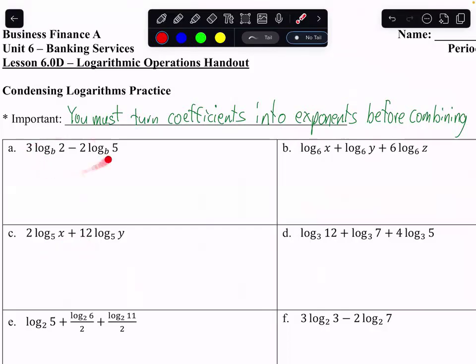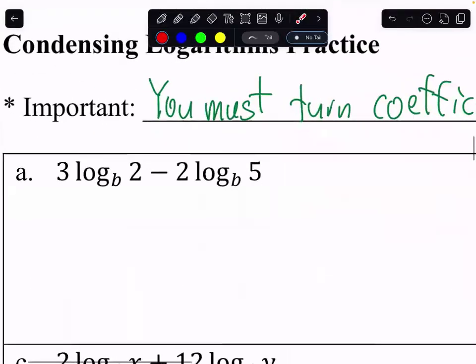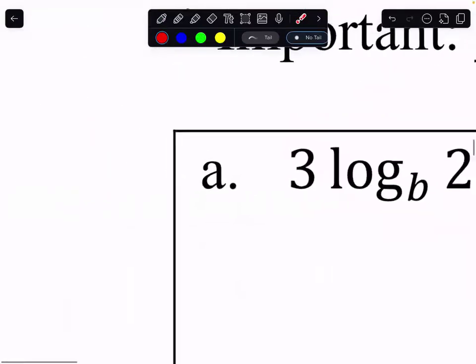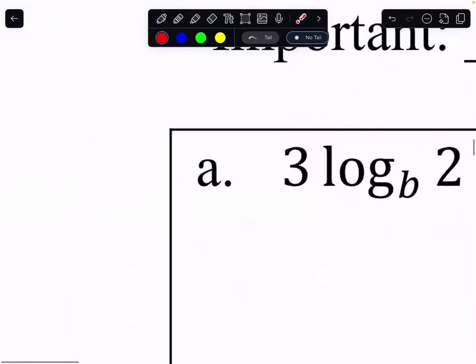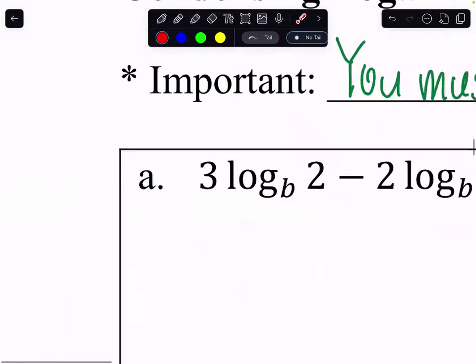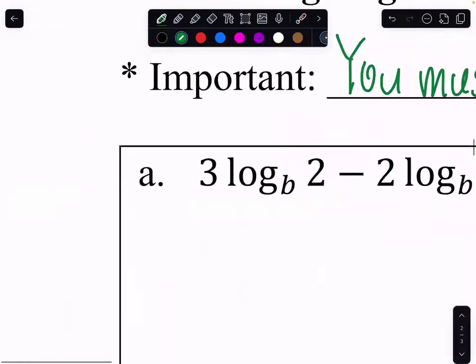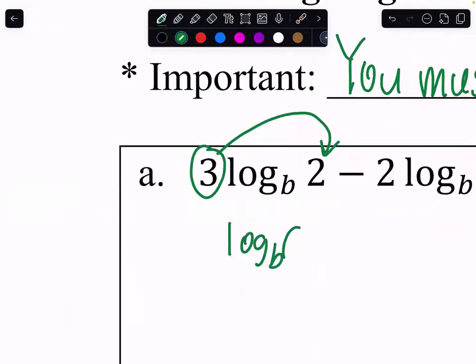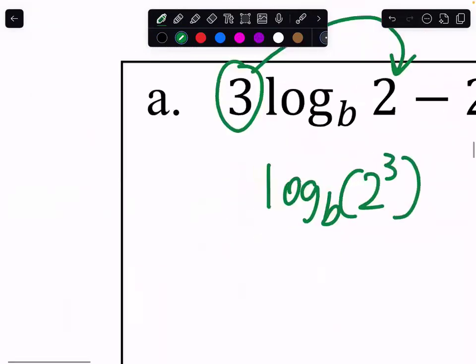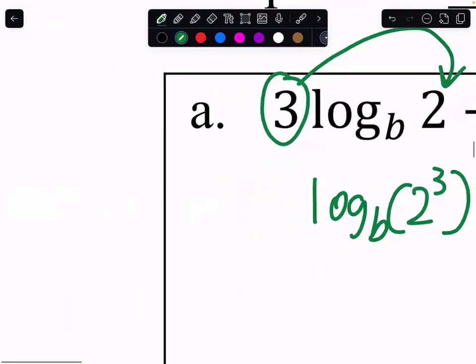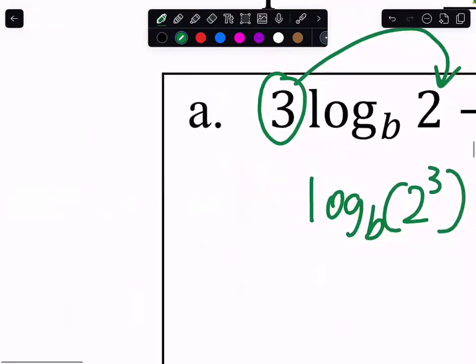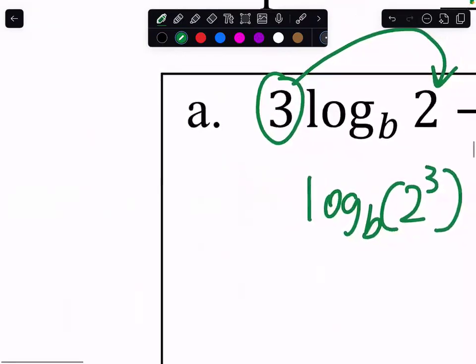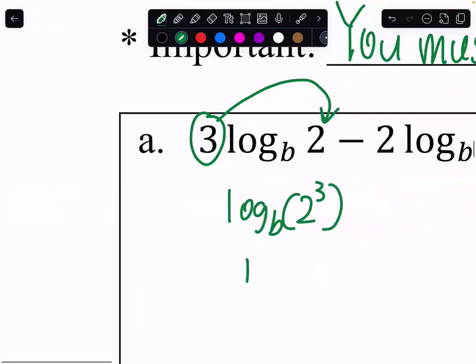Okay, so doing part A, again, before you try to combine these together, just look at the first one. You see that this one has a coefficient, so we need to get rid of it. We get rid of it by moving it into the argument. And again, this has nothing to do with the other one yet. We're just focusing on this first term. Then 2 to the third power, 2 times 2 times 2 is 8.